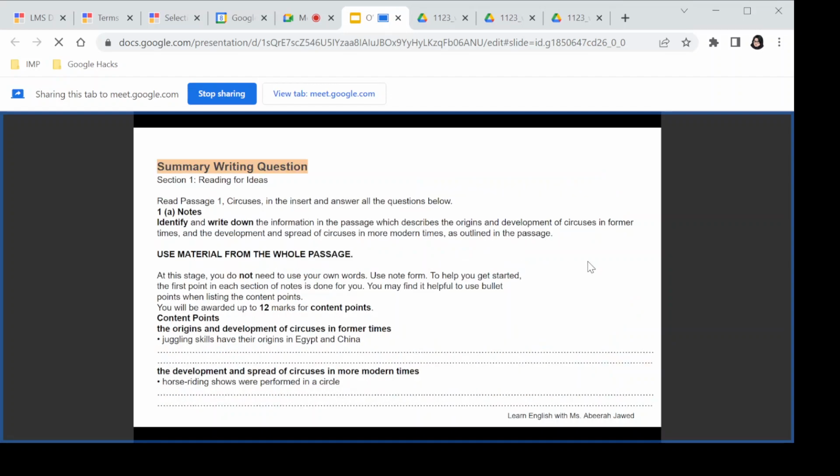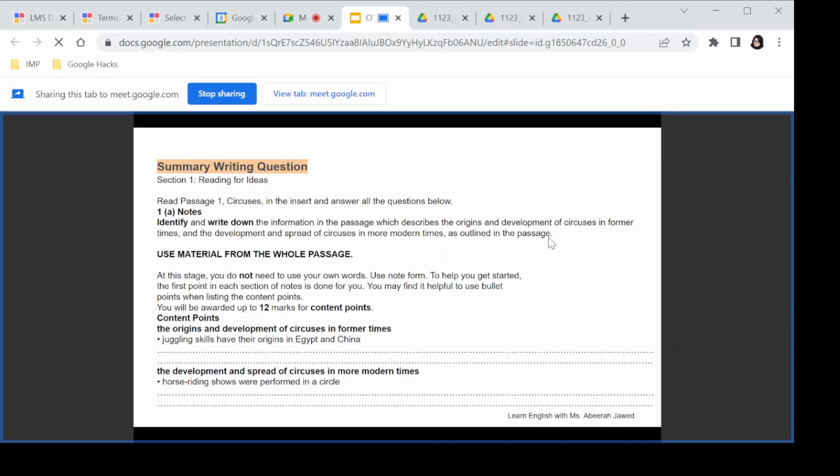Okay, just to resume from today, let us go over the question once more so that we have a clear idea. Read passage 1, circuses in the insert, and answer all the questions below. 1A notes. Identify and write down the information in the passage which describes 1A, the origins and development of circuses in former times, and Part B, the development and spread of circuses in modern times as outlined in the passage, which clearly tells us that we cannot include any point of our own.